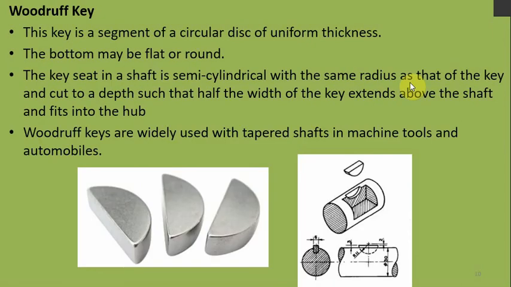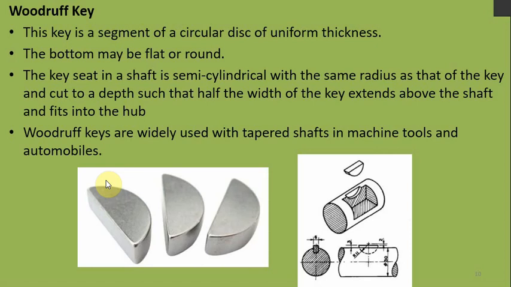Now the next kind is Woodruff key. This key is a segment of a circular disc of uniform thickness. The bottom may be flat or round. So the figure shows the Woodruff key. This is a part of a circular disc. So one side is flat, the other side is circular.